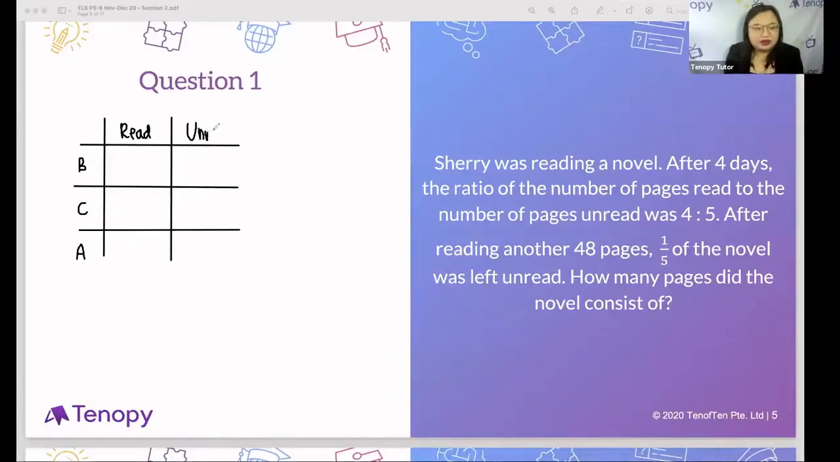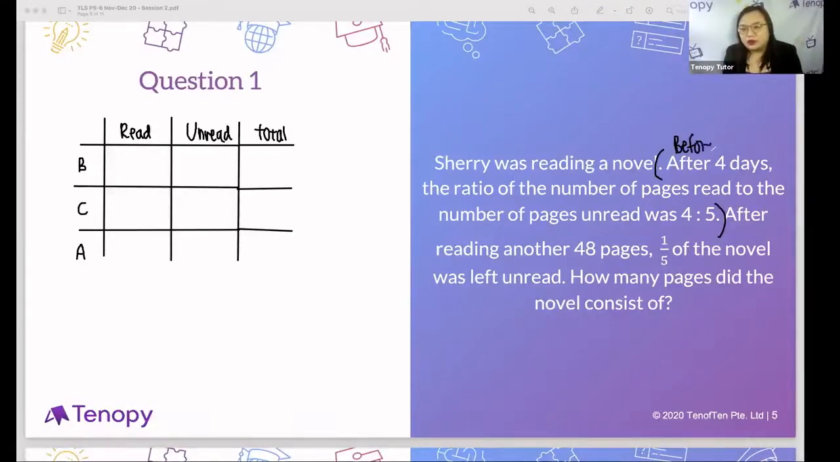Very good. And if you want, because we understand that the concept is total unchanged, you can also come up with one more column at the back that states total. Okay, you can also have one column at the back. So this way, I can also come up with one more as total. Okay, so let's read the first part. Now, this statement over here is before. When you read another 48 pages, this is the change. What happens to the changes? And this is what happens after. So we classify them into three main components.